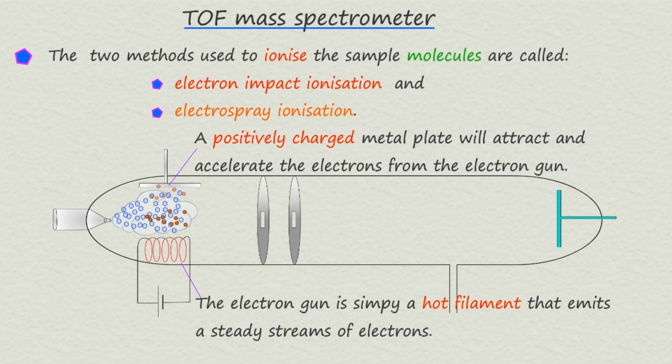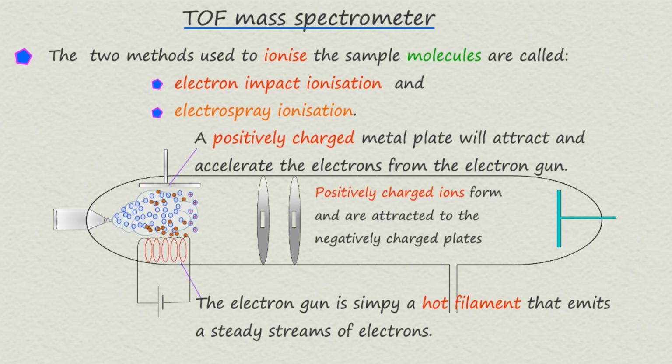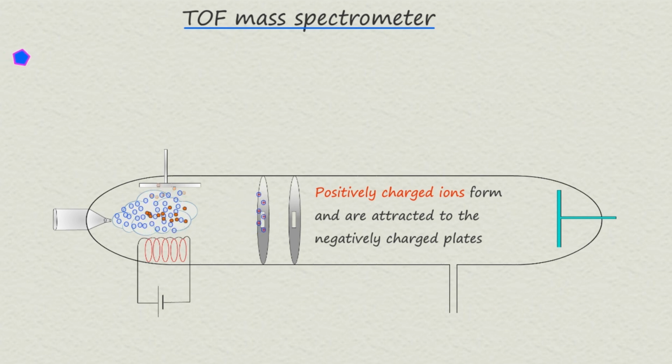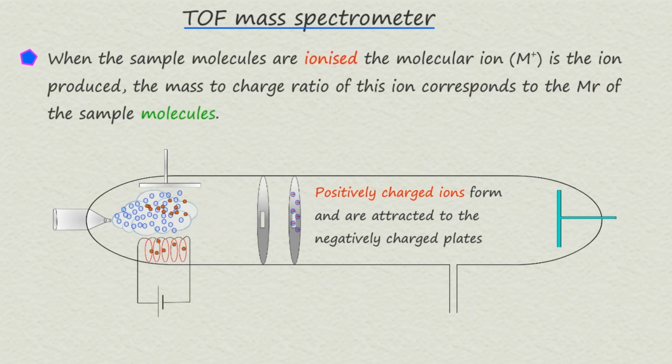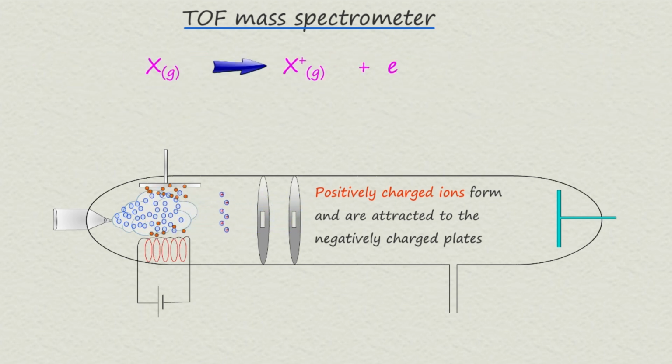So if we could imagine these electrons as being fast-moving solid particles, a bit like balls or bullets, then when the atoms or molecules in the injected sample meet these fast-moving electrons, they will have one of their outer shell electrons removed or knocked off. This means that they will have been ionised and a positively charged ion will form. When the sample under test is ionised in this way to form ions with a +1 charge, they are often referred to as the molecular ion. If we call the injected sample X, we can show this using the equation shown.